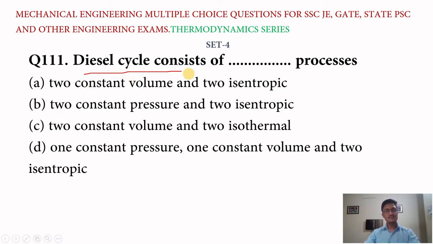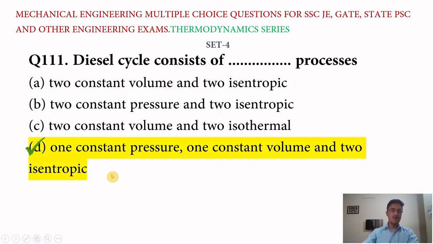Diesel cycle consists of blank processes. So we have four options. Option A, two constant volume and two isentropic. Option B, two constant pressure and two isentropic. Option C, two constant volume and two isothermal. And option D is one constant pressure, one constant volume, and two isentropic processes. So the answer is D, one constant pressure, one constant volume, and two isentropic processes. You can see the graph of this cycle for the diesel cycle also.